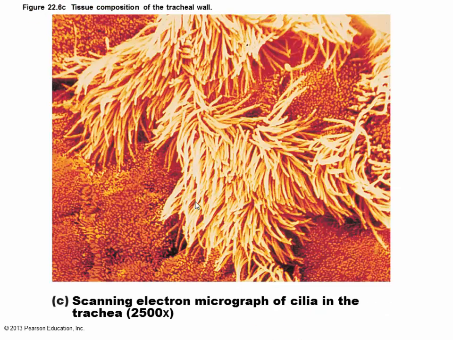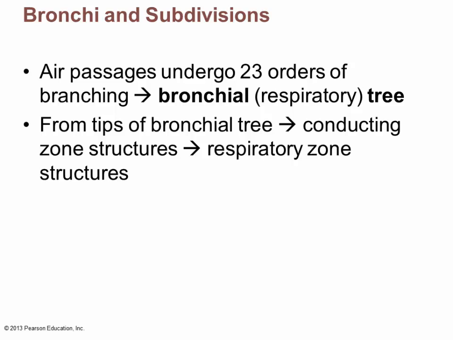Now, zooming in, this is just to show you that, yes, there is cilia in the trachea. So, zoomed in 2,500 times the normal size, but there's some of the cilia that you'd find in your trachea, trying to move mucus out. Now, at the bottom of the trachea, where again we start dividing and going into our lungs, we branch and go into what are known as the bronchi. Now, once we start dividing, the air passages undergo 23 orders of branching.